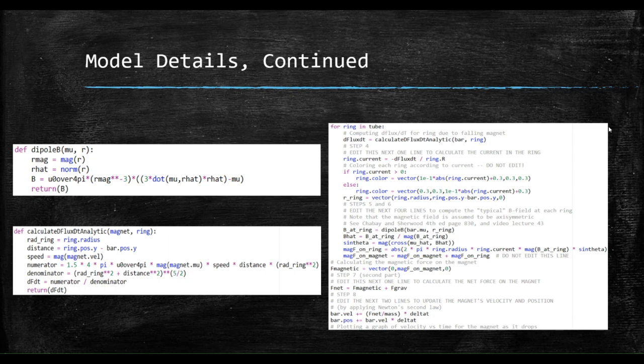And then over here, this whole section, essentially for each ring in the tube, it calculates the magnetic force, and then it adds up the magnetic force on the magnet into a single vector. And then down here, it finds the F net, or the net force, by adding the magnetic force and the gravitational force on the magnet.